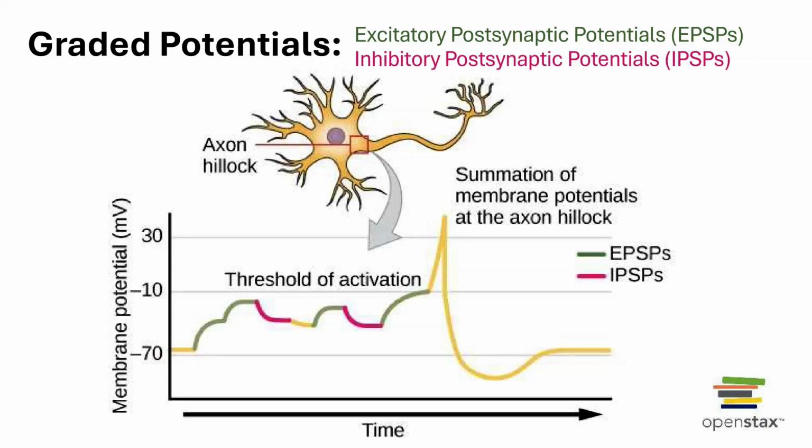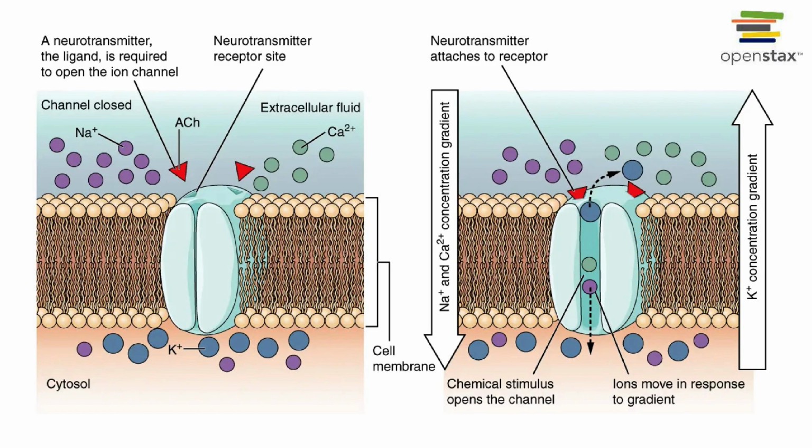Summation is when multiple graded potentials add together. Summation of excitatory postsynaptic potentials from multiple inputs can add up to reach threshold at the axon hillock. If the neurotransmitter is inhibitory, it causes hyperpolarization in the form of a graded potential we call an inhibitory postsynaptic potential. The sodium ion channels that open to produce excitatory postsynaptic potentials are receptors for neurotransmitters called ligand-gated ion channels.